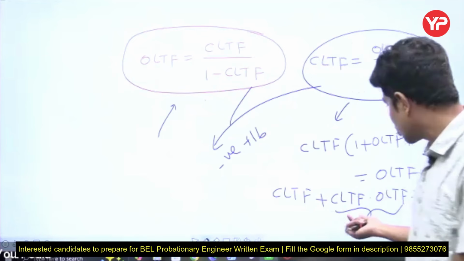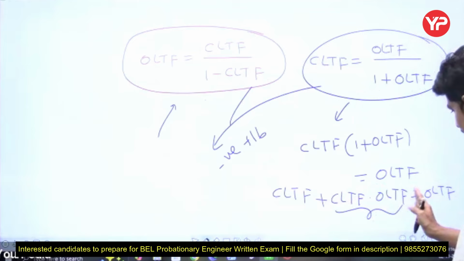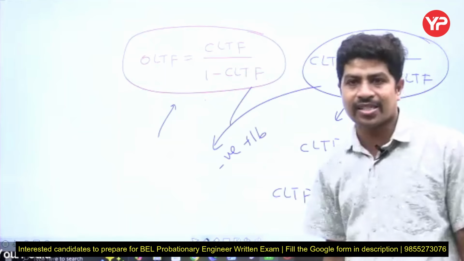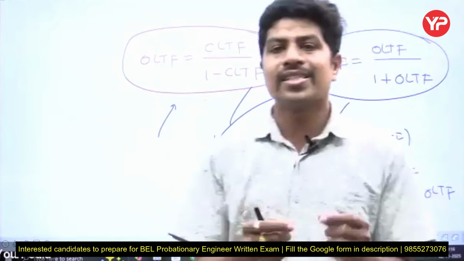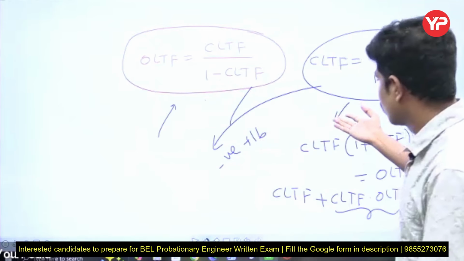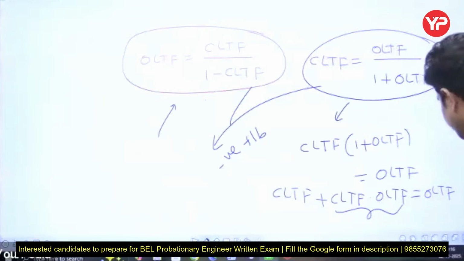The last step I left to you. Take this CLTF into OLTF part to that side, then take OLTF common, then you get 1 minus CLTF. Send that one to this side, then CLTF by 1 minus CLTF. Simple mathematics, that is algebra. No magic, no logic also. In fact, just simple fundamental algebra, right?